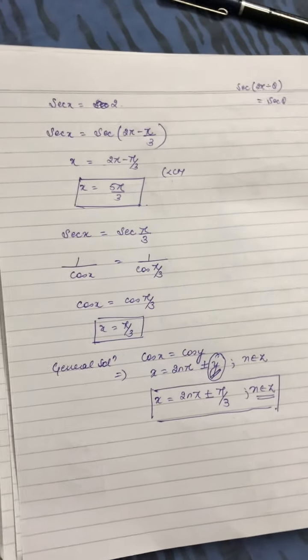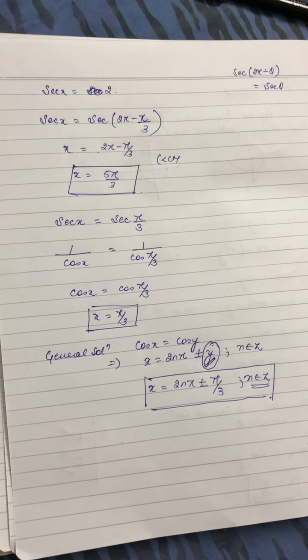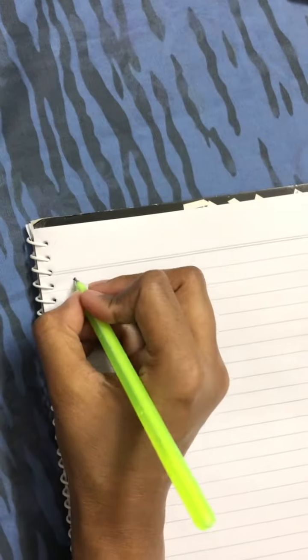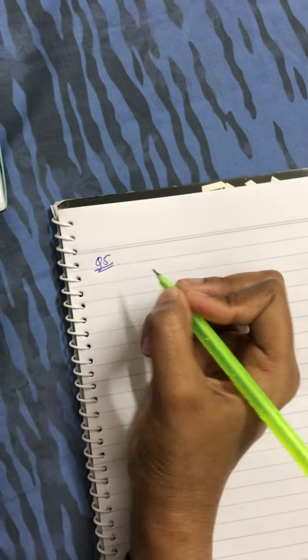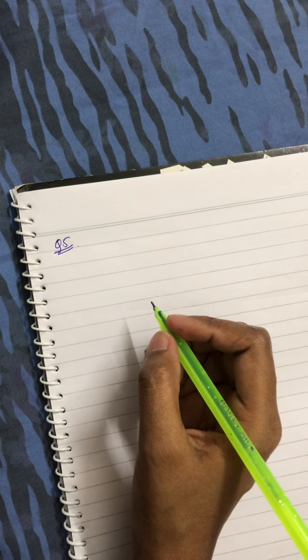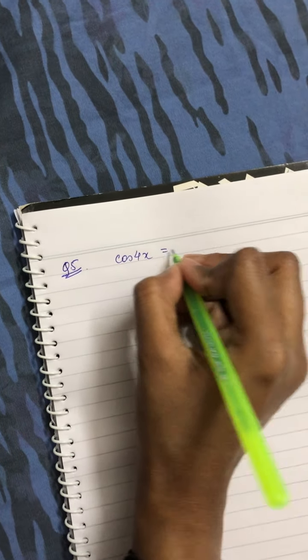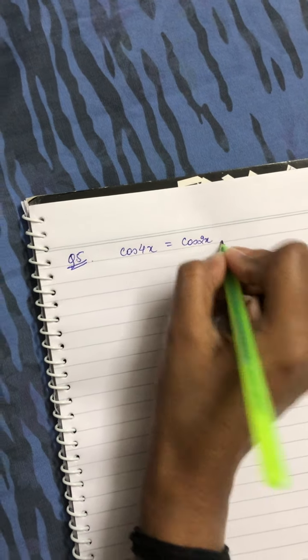Okay, these are the direct questions. You can go through the examples also, and you have directly given. Let us move to question number 5. Here a complicated equation is given to you, and they have asked you to find its general solution. Find the general solution for the equation cos 4x is equal to cos 2x.